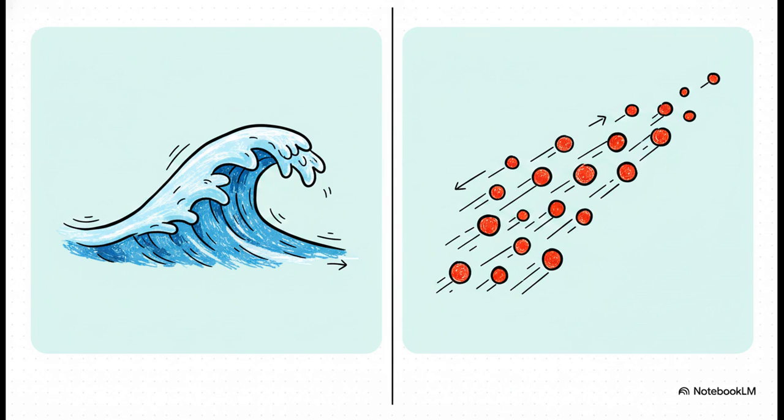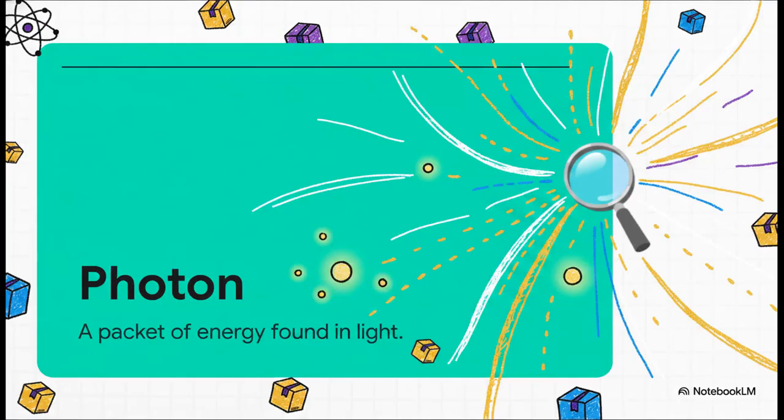Think of it this way. The wave model shows continuous flowing waves of energy that can bend and interfere with one another. But then the particle model describes light as tiny, distinct, indivisible packets. So sometimes light acts like a flowing river, and other times it behaves more like a stream of tiny, microscopic bullets. If we're talking about that particle model, you absolutely must memorize this exact definition. A photon is simply a packet of energy found in light. That's it. When we say light is behaving like a particle, we're talking about these photons. Just imagine a photon as a microscopic little delivery box carrying a very specific set amount of energy.